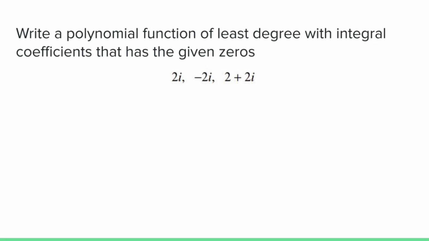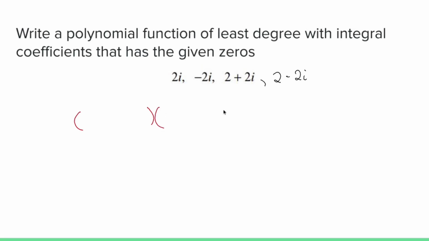Write a polynomial function of least degree with integral coefficients that has the given zeros. Okay, first things first. These are all imaginary, but take a look. I'm only giving you 3 of them, right? You have to have a total of an even number of imaginary zeros. I have 2i and negative 2i, which means these guys go together. I have 2 plus 2i, but you know what? I don't have its conjugate. So I have to fill in the blank here by saying 2 minus 2i, its conjugate.